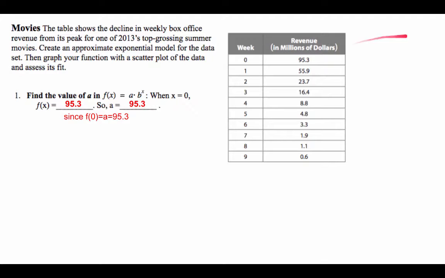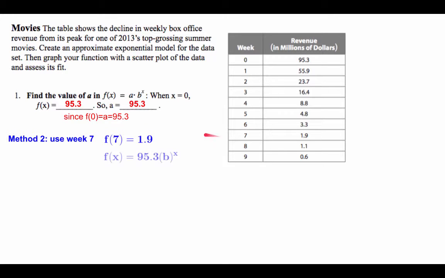In another method, we tried to find the common ratio of the consecutive weeks and find the average of that. But method 2 that we used was to actually use one of the weeks, assuming that this is indeed an exponential function. We generally tend to use a value near the end, and I decided to use week 7 for this one. And when we did that, f of 7 is 1.9.